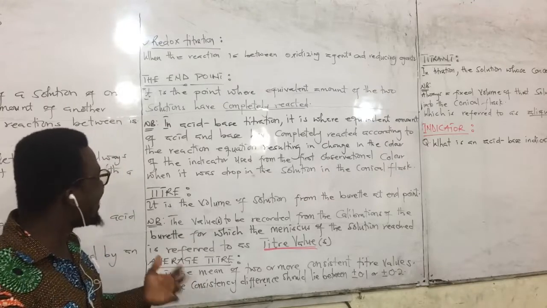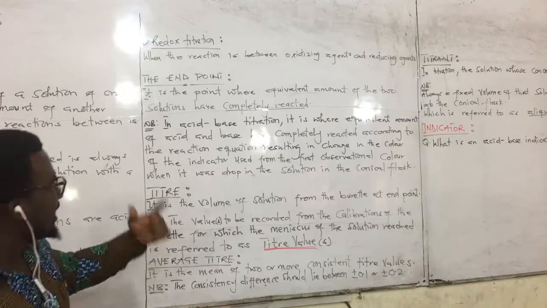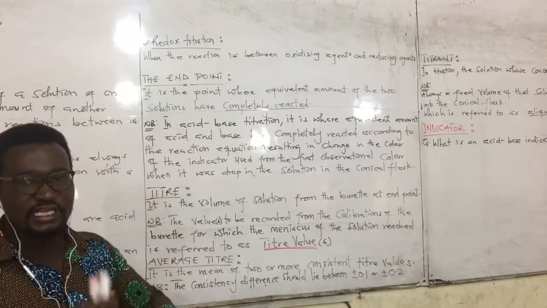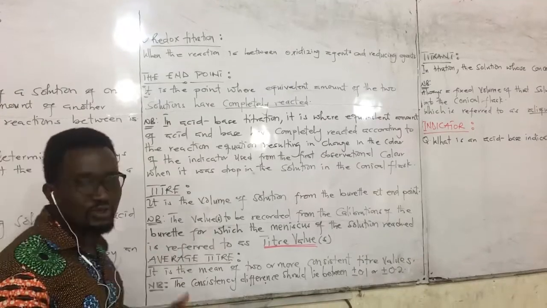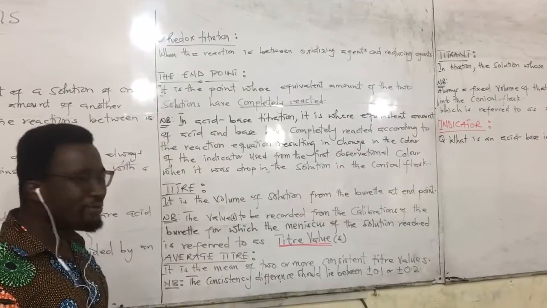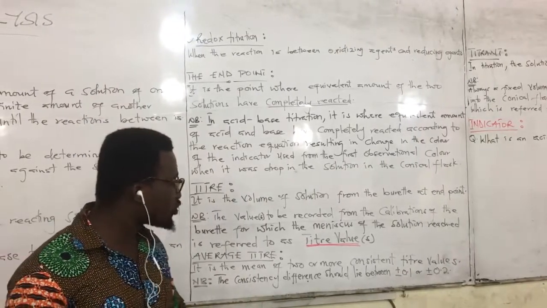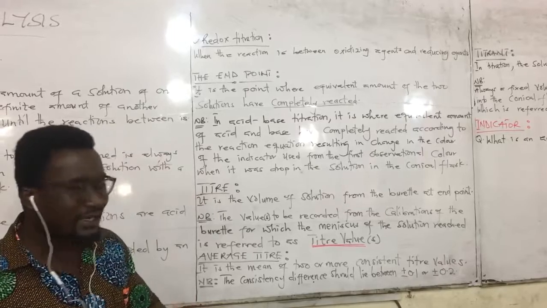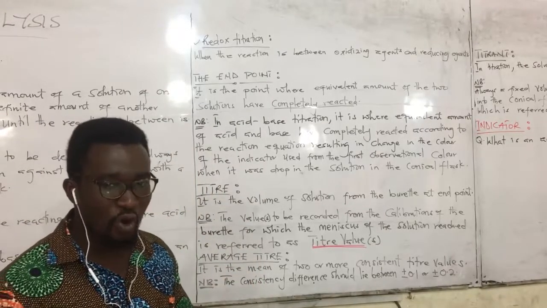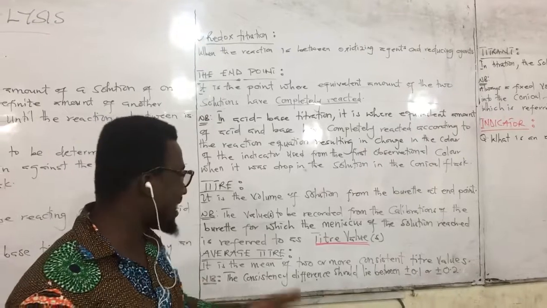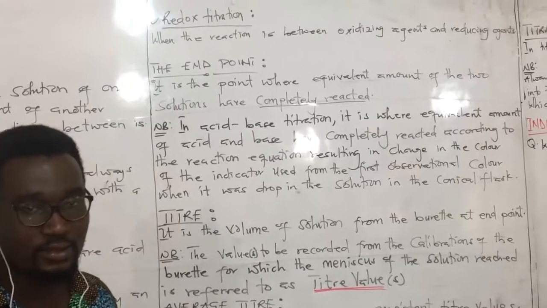Now we have the idea about indicator changing color. I will introduce you to it once again. Now let's look at titre. So when you say the titre, what does it mean? It is the volume of solution from the burette at endpoint. So the volume of solution run from the burette at endpoint is what we term as what? The titre.